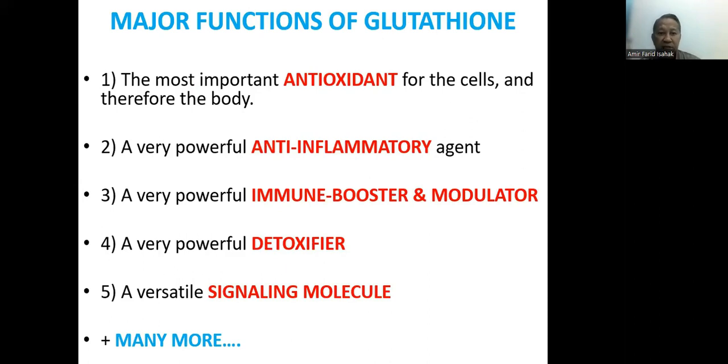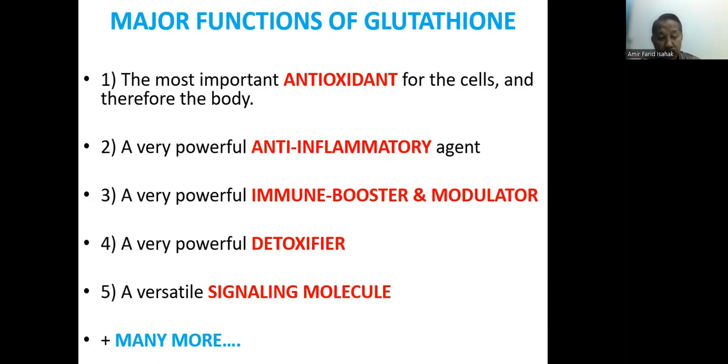So these are the major functions of glutathione. It was first recognized as the most important intracellular antioxidant. That means inside the cell, it is the most important. And that's where everything really matters, because we are made of our organs, and our organs are made of our cells. And inside the cells is the most important place to be healthy. And then when the signs of inflammation became fashionable, it turned out that glutathione is also a very powerful anti-inflammatory agent.